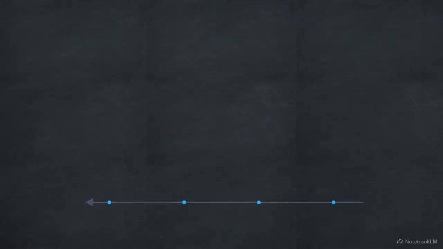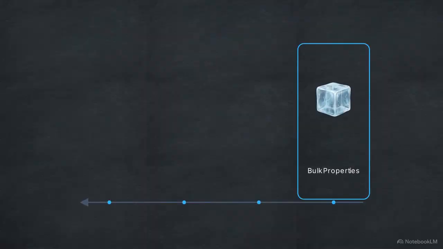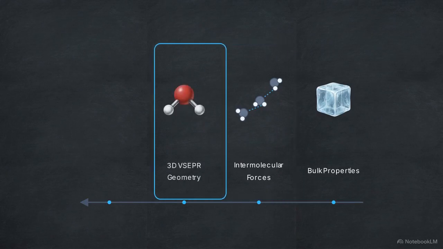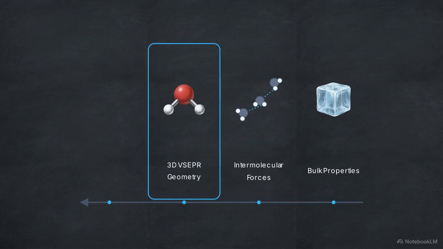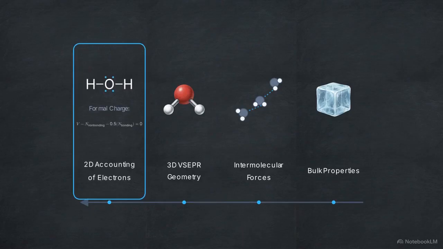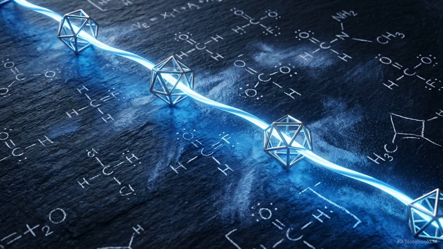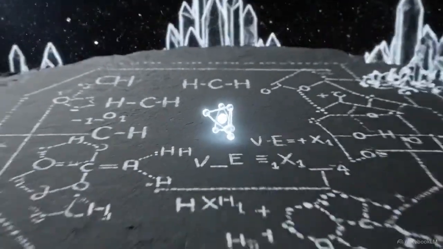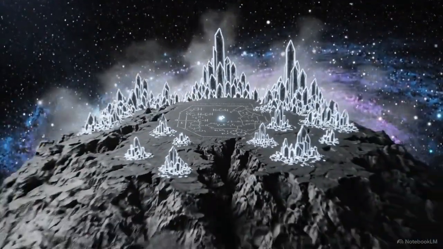The bulk material properties of a substance rely on its intermolecular forces. Those forces rely on the specific 3D VSEPR geometries of the molecules, which rely on the strict 2D accounting of formal charge. This predictive methodology forms a continuous, scalable logic sequence, starting from the electronegativity of a single atom and ending with the physical reality of the entire universe.